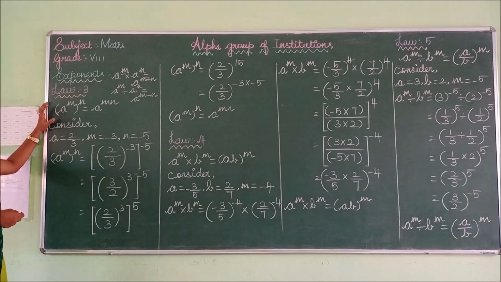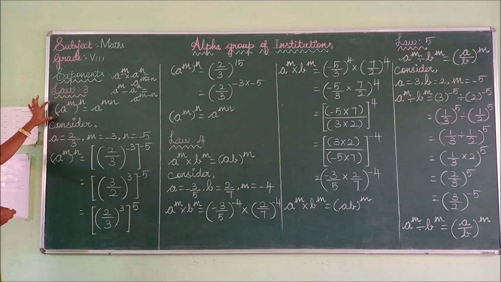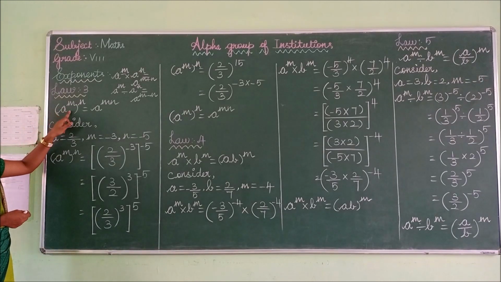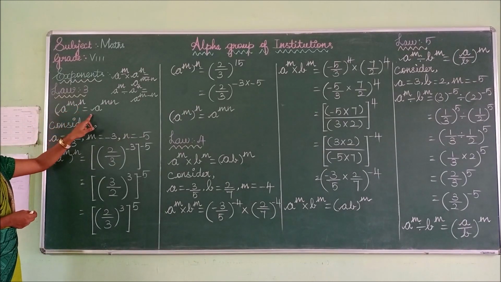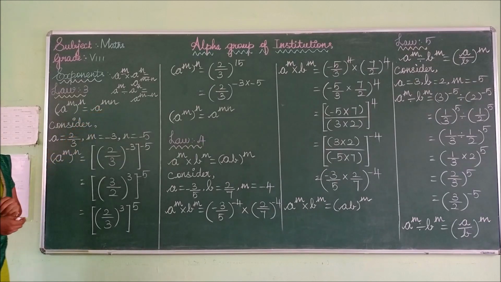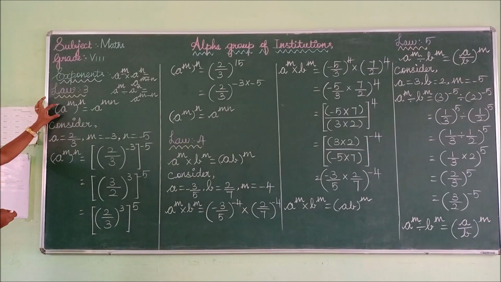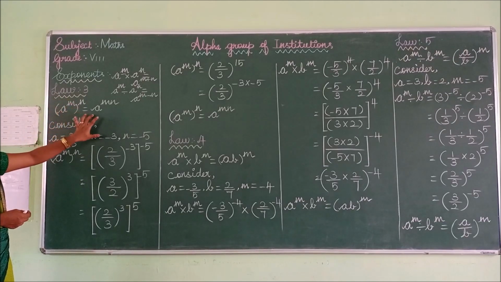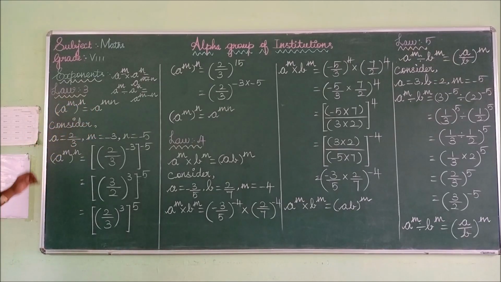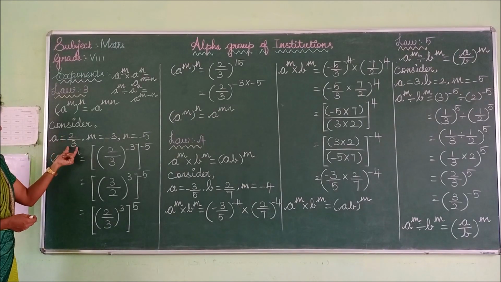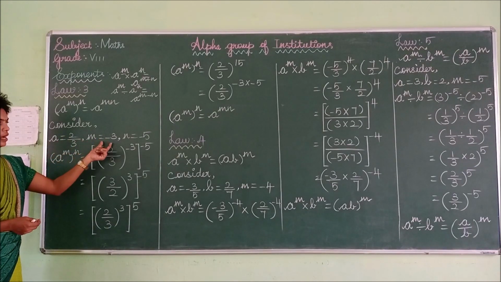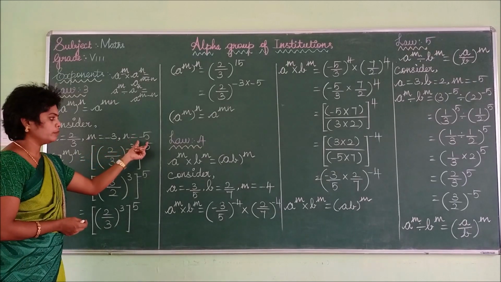So today we are going to discuss the other laws. The first one is a power m the whole power n, which is equal to a power mn. So consider the values. Let us take a equal to 2 by 3, m equal to minus 3 and n equal to minus 5.